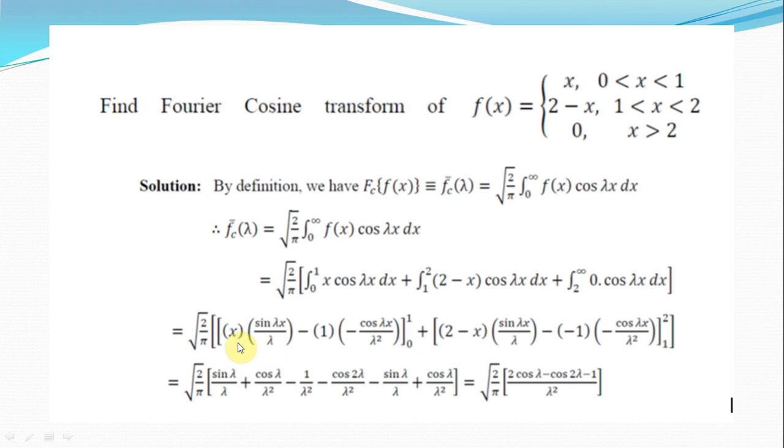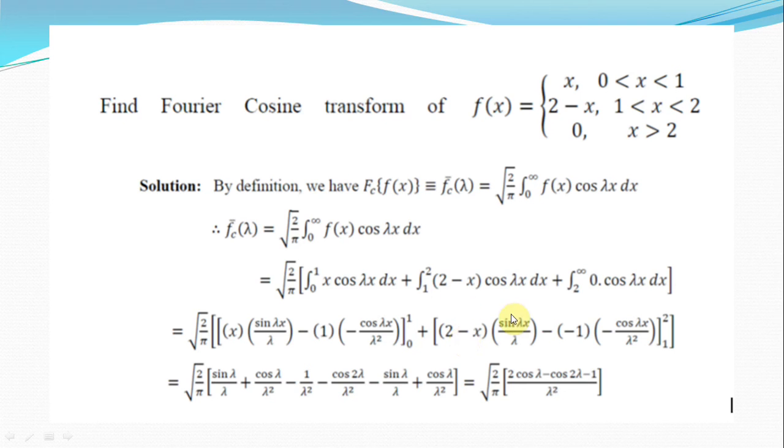So the rule is: first function into integral of second function, minus derivative of first, integral of second, derivative of first, integral of second with the alternate sign, etc. Then for the next term, we should have the derivative of 1, and we know the derivative of 1 becomes 0. So we stop the integration and we replace the limit from 0 to 1. Same rule for the second integral also.